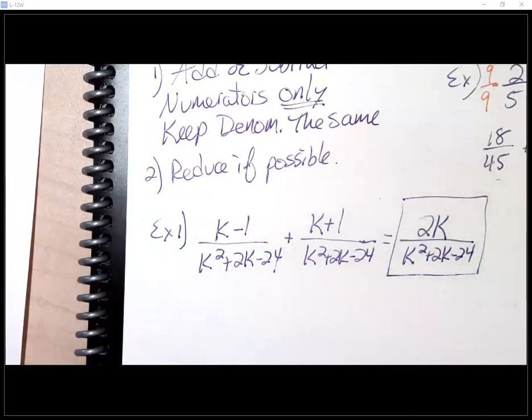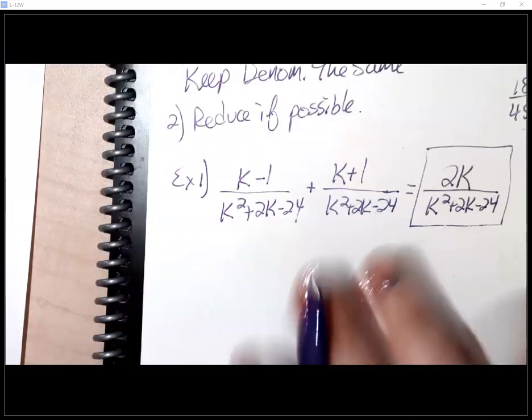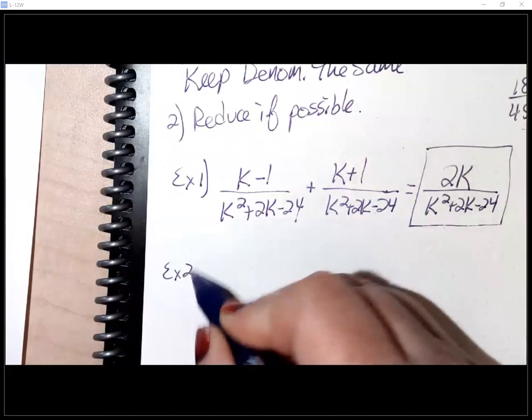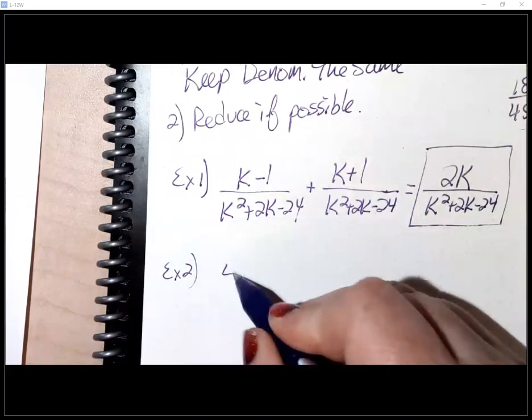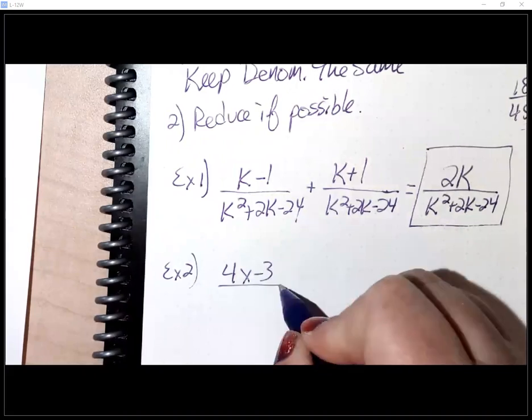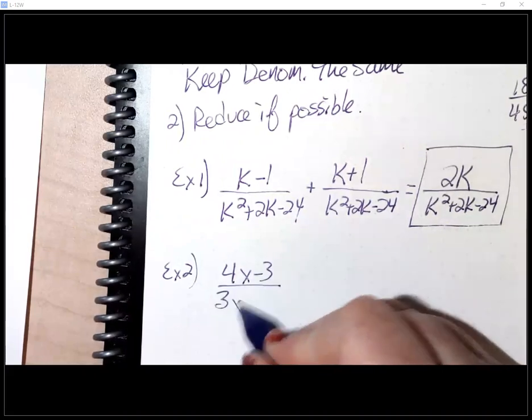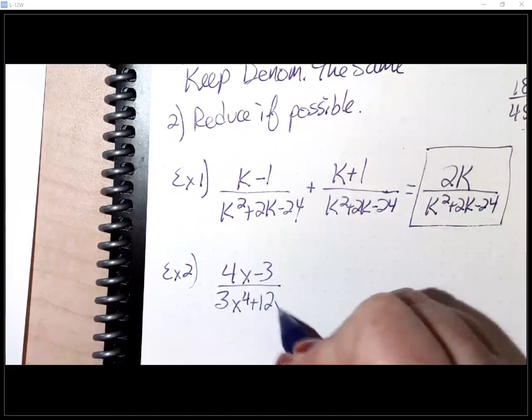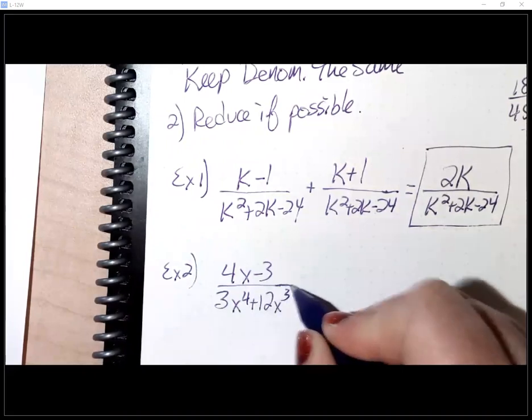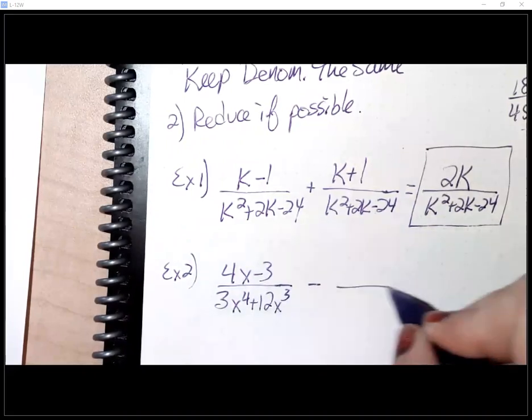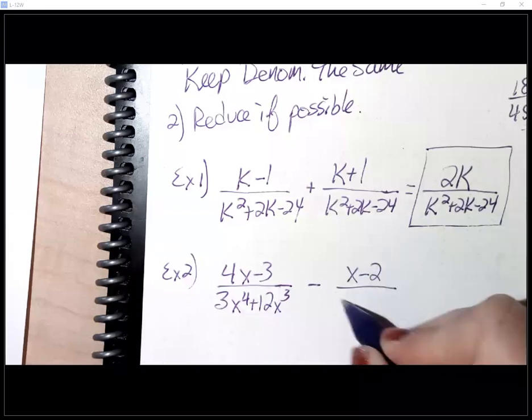Does that make sense? Now, I want to try a subtraction problem because you've got to watch. So let's do another example, like number 3: (4x minus 3) over (3x to the 4th plus 12x to the 3rd). This time we are going to subtract (x minus 2) over (3x to the 4th) plus 12x to the 3rd.